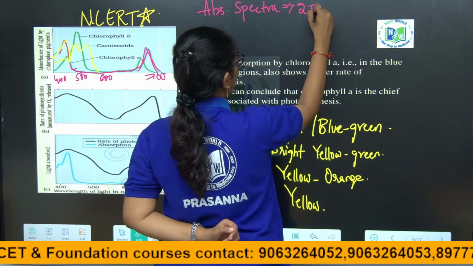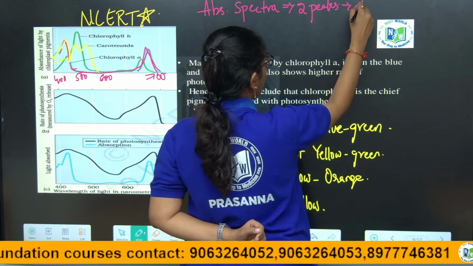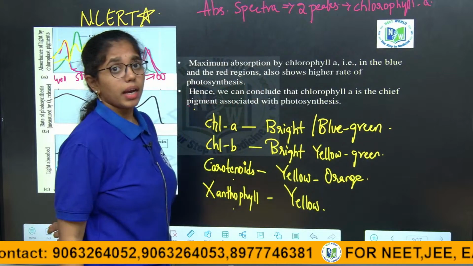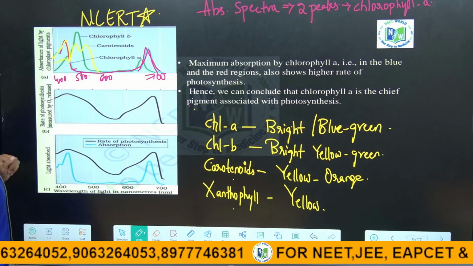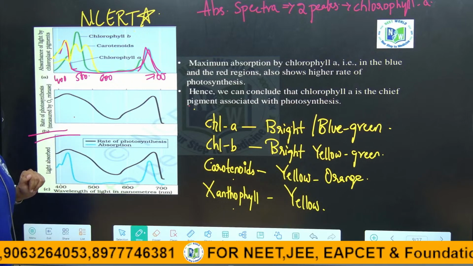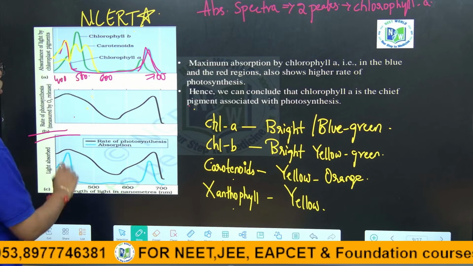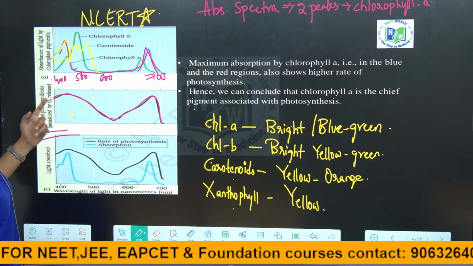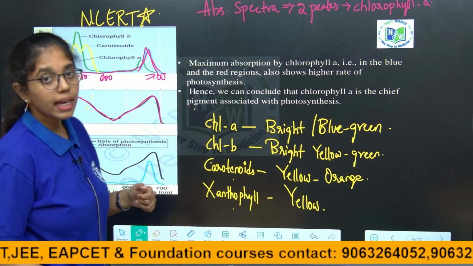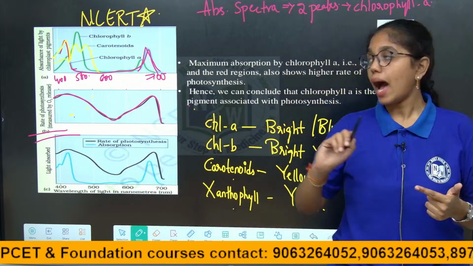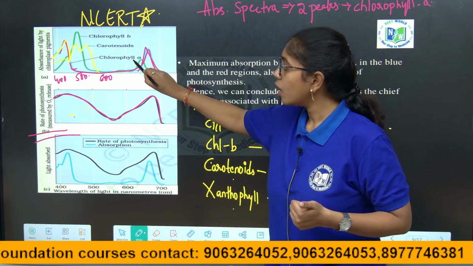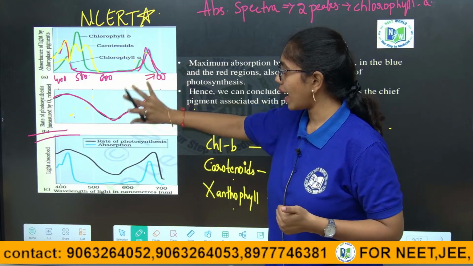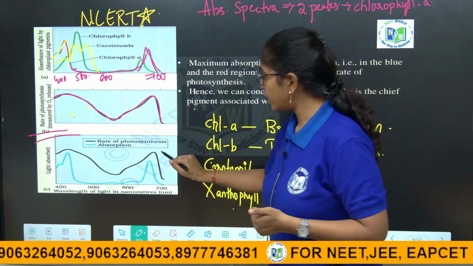Two peaks are shown by which pigment? Chlorophyll A, indicating that chlorophyll A is conducting the maximum amount of photosynthesis. Then it is the action spectra. In the action spectra, chlorophyll A has again shown two peaks, indicating the maximum amount of photosynthesis. So there is a statement that the absorption spectra of chlorophyll A coincides with the action spectra. This is given here.